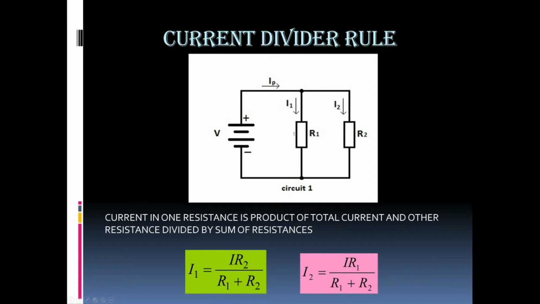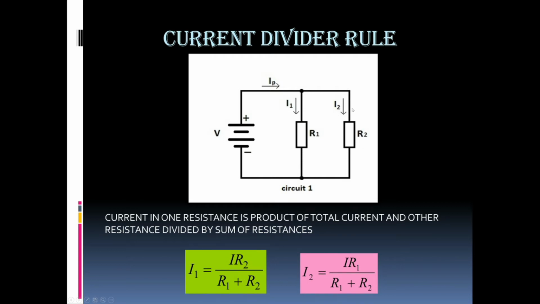The rule is basically, to find the current in this branch, it's the total current multiplied by the resistance of the other branch, divided by the total resistance, or sum of resistances. So in this case, I1 is equal to the total current, that is IP, into the resistance of the other branch. The other branch is this one, the resistance is R2, divided by the sum of resistances, R1 plus R2. That's written here: I1 equals I into R2 divided by R1 plus R2.